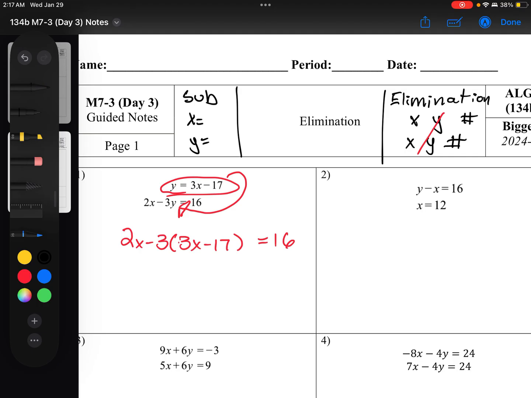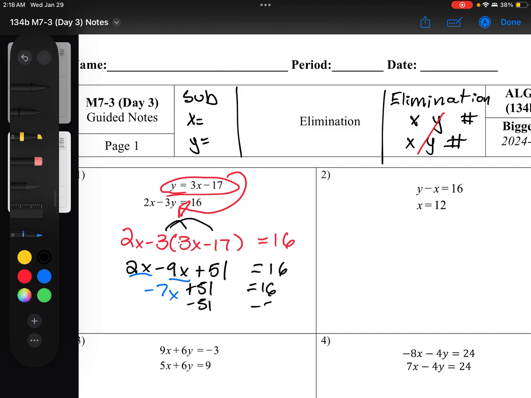From this step, you just distribute. So it's going to be negative 9x. Check this in my calculator real quick. Negative 3 times negative 17 is 51, positive. And then the rest of the problem gets copied down. Okay, now you're going to combine your x's because they're like terms. Got negative 7x plus 51 is still equal to 16.